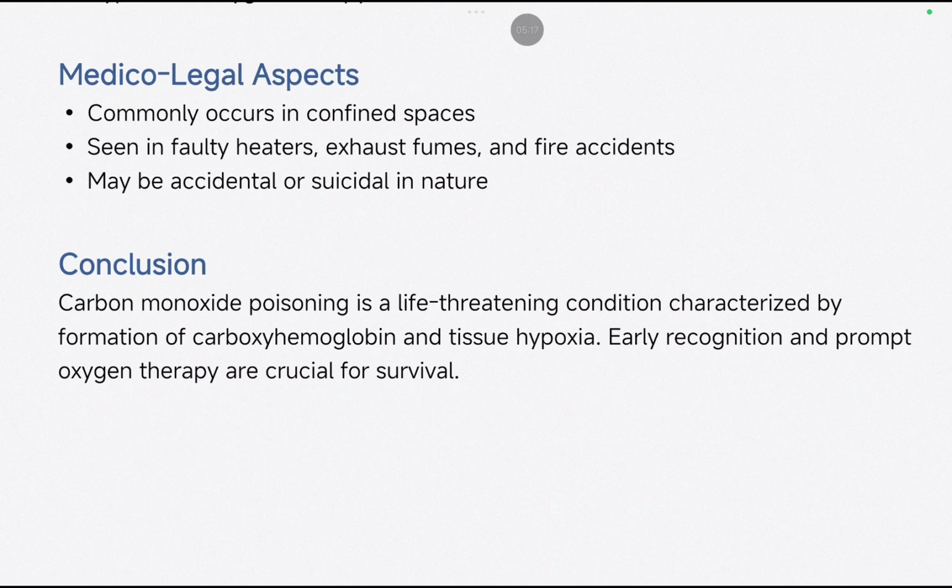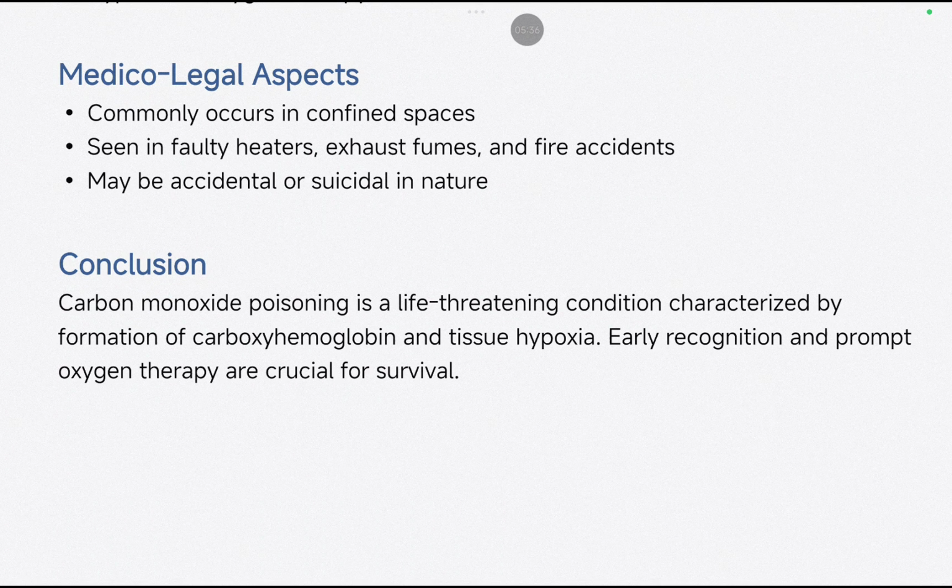What are the medicolegal aspects? It commonly occurs in confined spaces, and may be seen in faulty heaters, exhaust fumes, and fire accidents. So it can be accidental or suicidal. Generally, accidental cases are more because the person doesn't know, since it is a tasteless and odorless gas.